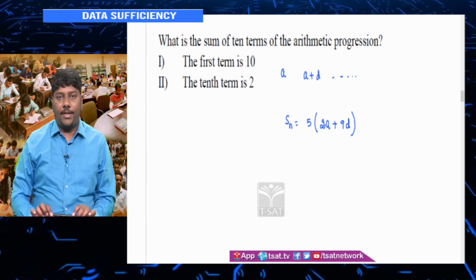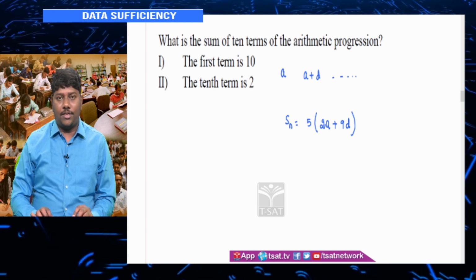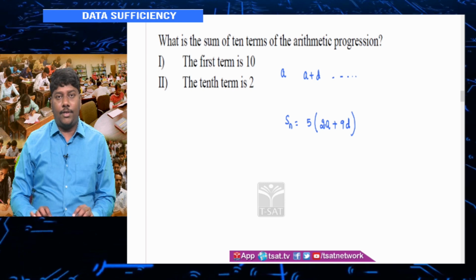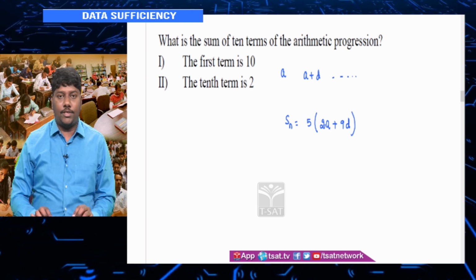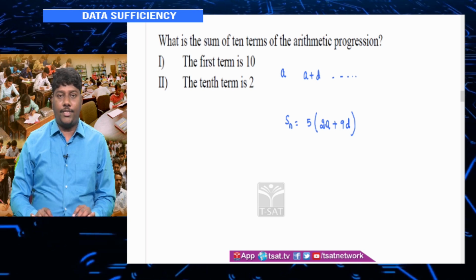Now the first term is 10. Is that alone sufficient? No. By knowing the first term you can't find out the arithmetic sequence and the sum. So the data given in statement 1 is not sufficient to answer the question alone. Therefore 1 is not sufficient, go for statement 2.